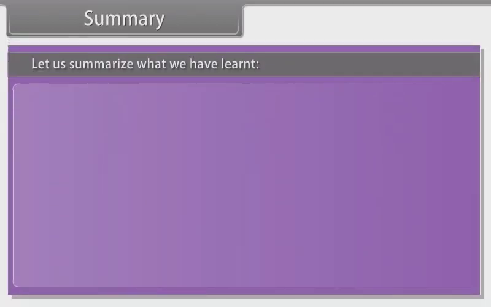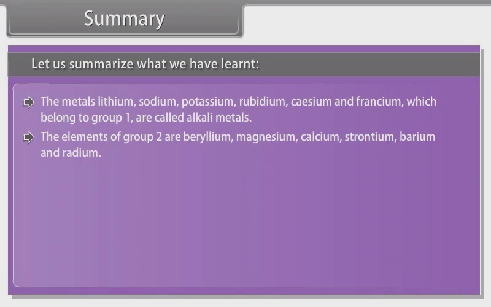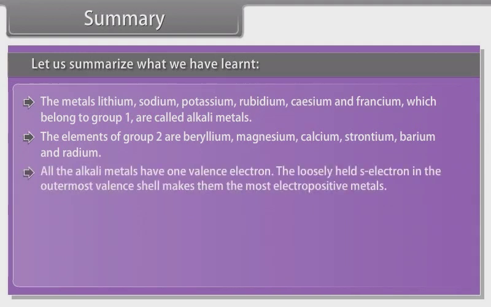Summary. Let's summarize what we have learnt. The metals lithium, sodium, potassium, rubidium, caesium and francium, which belong to group 1, are called alkali metals. The elements of group 2 are beryllium, magnesium, calcium, strontium, barium and radium. All the alkali metals have one valence electron. The loosely held s electron in the outermost valence shell makes them the most electropositive metals.